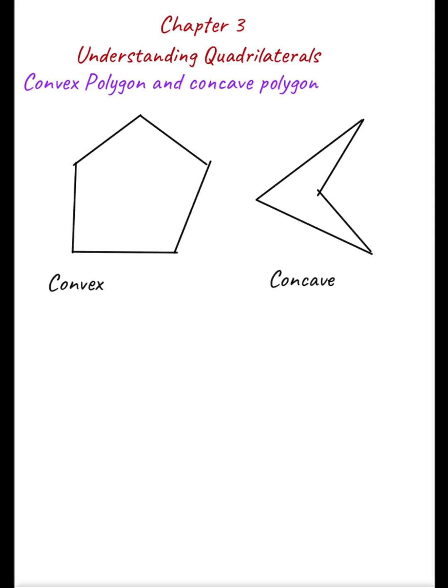In the case of a convex polygon, none of the line segments goes inside, or no line segment between 2 points goes inside. But in the case of a concave polygon, some of the line segments may go inside. For example, here you can see that these two line segments are going inside. So that is the main difference. For a convex polygon, no line segment between 2 points goes inside. That is the first main property.